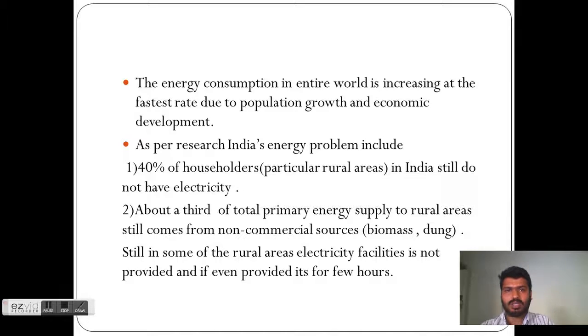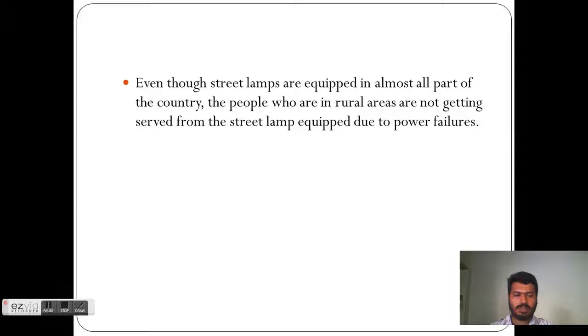There are huge power failures or power cuts in rural areas and other parts of India, which lead to a major problem for the people living in those areas. Even though street lamps are equipped in almost all parts of the country, the people in rural areas are not served by the street lamps because of the power failures.